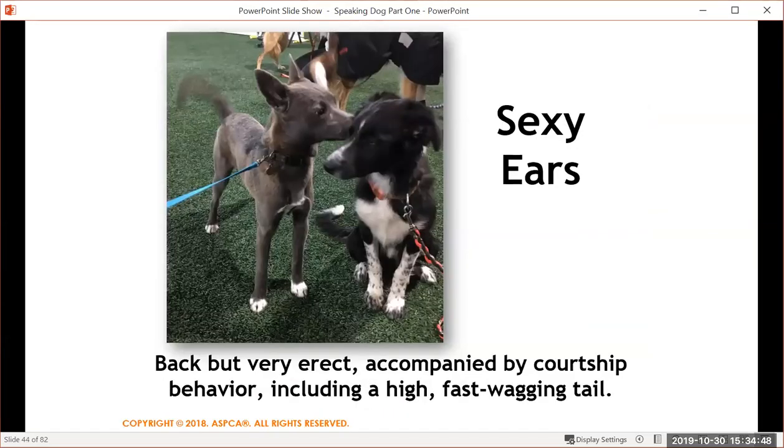Next slide. Sexy ears, that's my favorite. I suppose we should have sexy in quotes because it's not really a scientific term, but sexy ears are very distinct because they're usually very erect, but they tend to be back. So particularly in this dog, he has prick ears anyway, but they're erect and they're twisted back. And then these ears are going to be accompanied by all sorts of other courtship behaviors, including a high, fast tail wag. In this case, the dog's tail was moving so fast, it's blurry on the photo.